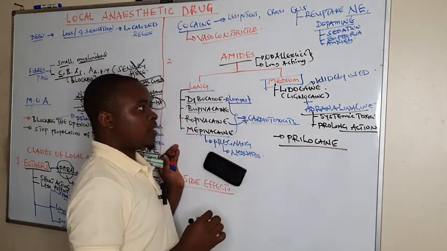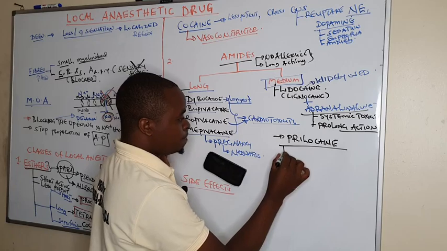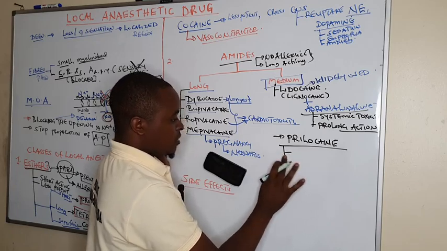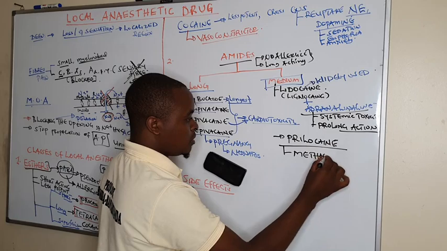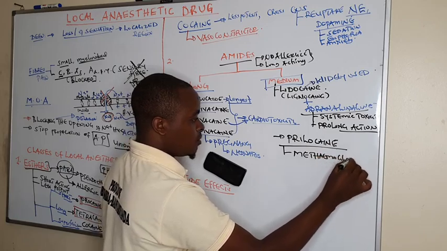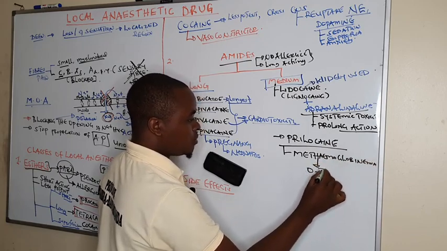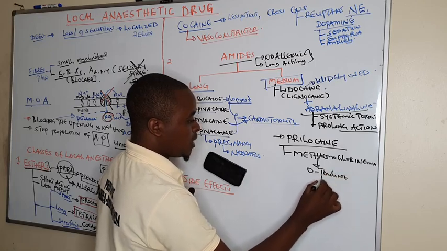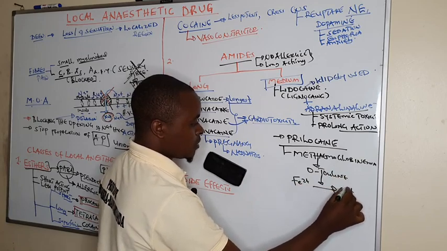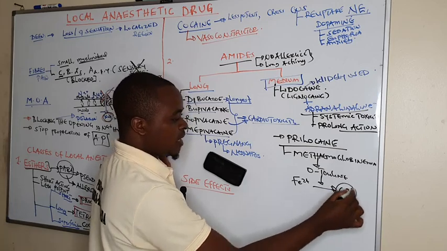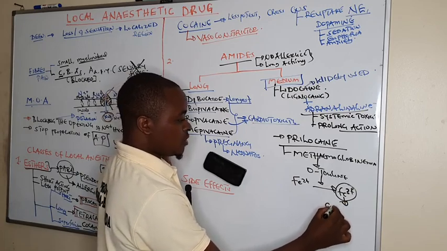prilocaine, this is another type of amide derivative which also has the ability to cause methemoglobinemia. It causes methemoglobinemia by producing toluidine, which oxidizes iron 2 to iron 3. And when the hemoglobin is oxidized, the iron of hemoglobin loses the ability to carry oxygen, which leads to cyanosis.